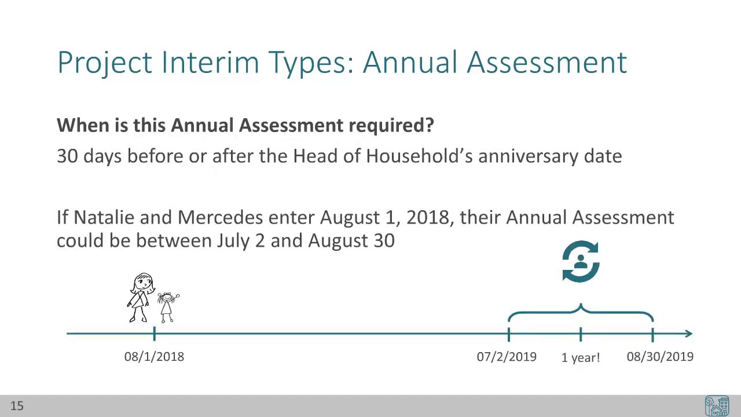Let's dive a little deeper into when this annual assessment is required. 30 days before or after the head of household's anniversary date. The anniversary date is calculated from the head of household's project start date, so the entire household annual assessment can occur at the same time. For example, if Natalie and Mercedes enter August 1st, 2018, their annual assessment could be between July 2nd and August 30th.